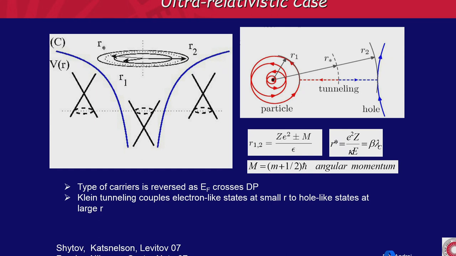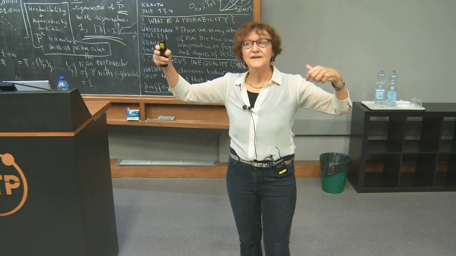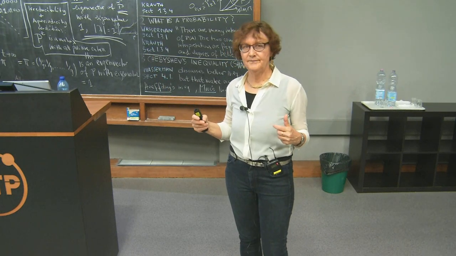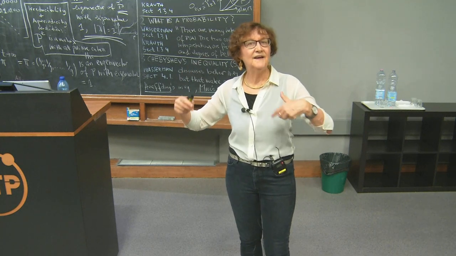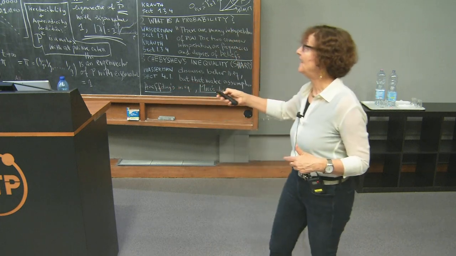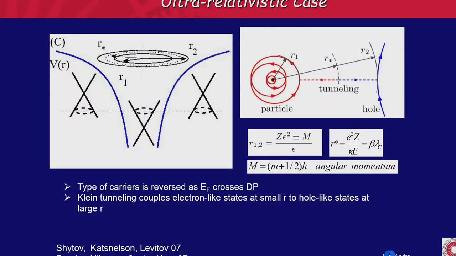So one thing that I want you to notice is that the Klein tunneling couples electron-like state to hole-like state. So these are not really bound states, they will be quasi-bound states, so they extend a little bit outside, and this is a memory of the positron creation. So that's the manifestation of the positron creation in atomic collapse: the fact that you have coupling, you have a broader quasi-bound state, and it kind of leaks out to infinity.